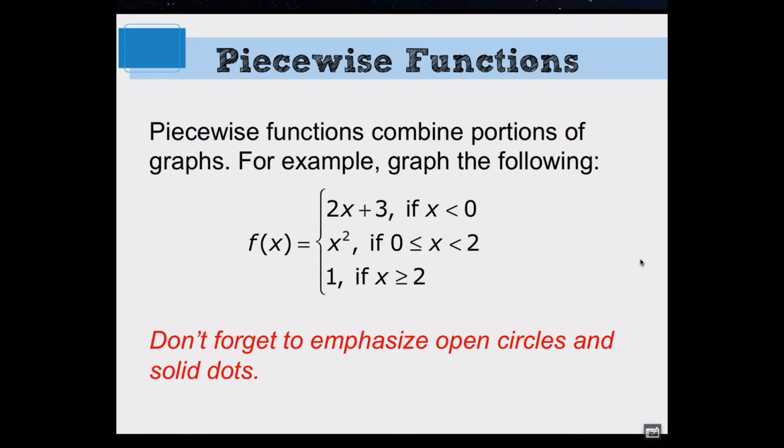Good. So then f of x is equal to, what was the top function? 2x plus 3 from? x is less than 0. Okay. x squared. From? 0 is less than or equal to x, which is less than 2. Uh-huh. And 1 if x is greater than or equal to 2. Okay, good.